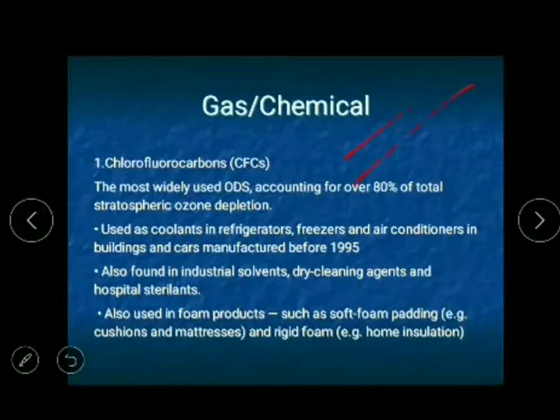Let's have a brief description of these ODS substances. Firstly, we have chlorofluorocarbons, the most widely used ODS, accounting for over 80% of total stratospheric ozone depletion, used as coolants in refrigerators, freezers, air conditioners, in buildings and cars, manufactured before 1995. Also found in industrial solvents, dry cleaning agents, and hospital sterilants. Also used in foam products such as soft foam padding, for example cushions, mattresses, and rigid foam, for example home insulation.